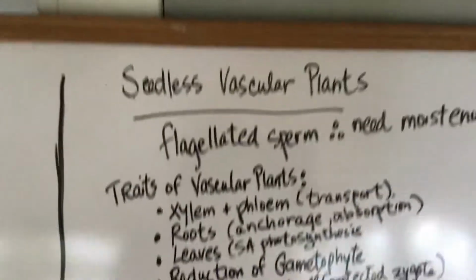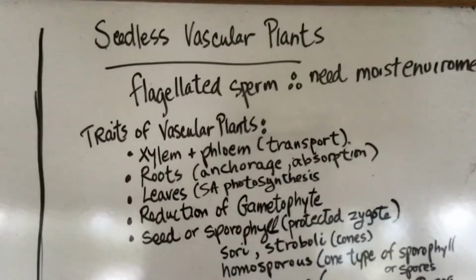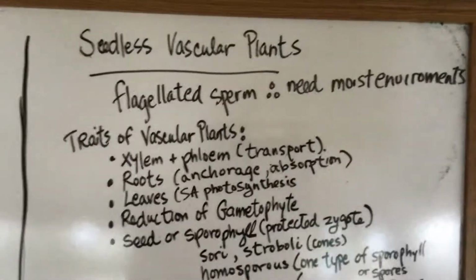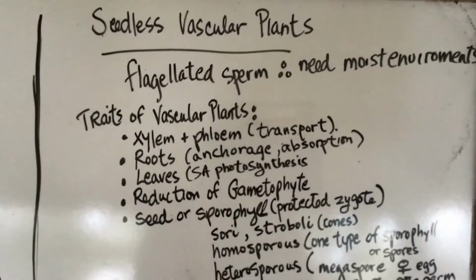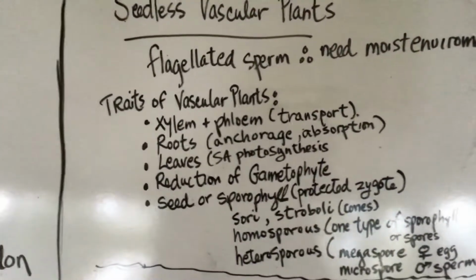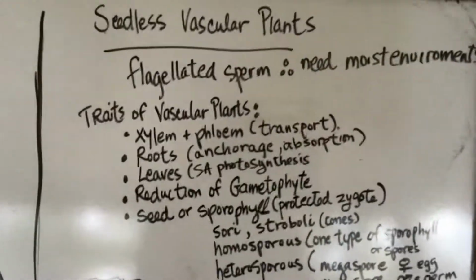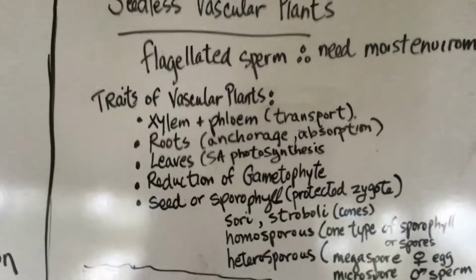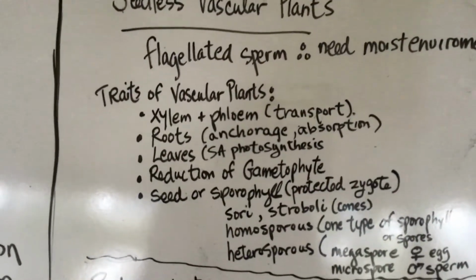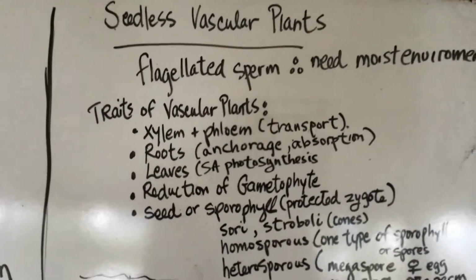All right? So the next group is seedless vascular plants. Seedless vascular plants have flagellated sperm also. They also need moist environments because of that. And the traits of vascular plants, of course, are that they have xylem and phloem. These are the vessels that I was talking about that transport materials. The xylem transports water, phloem transports sugar. We will talk a lot more about that later.